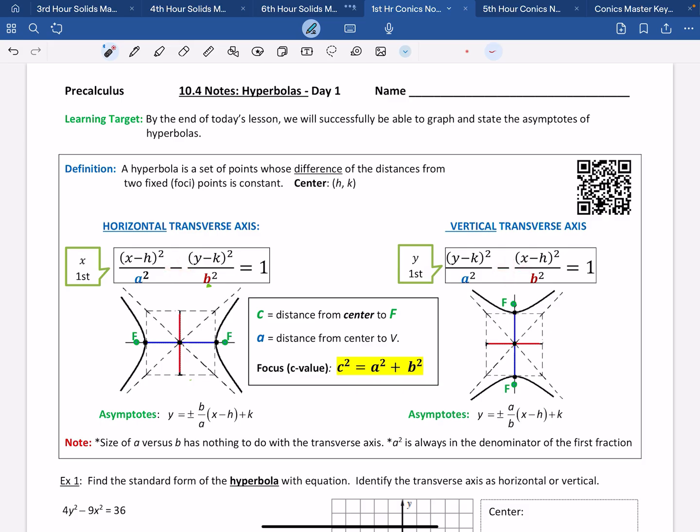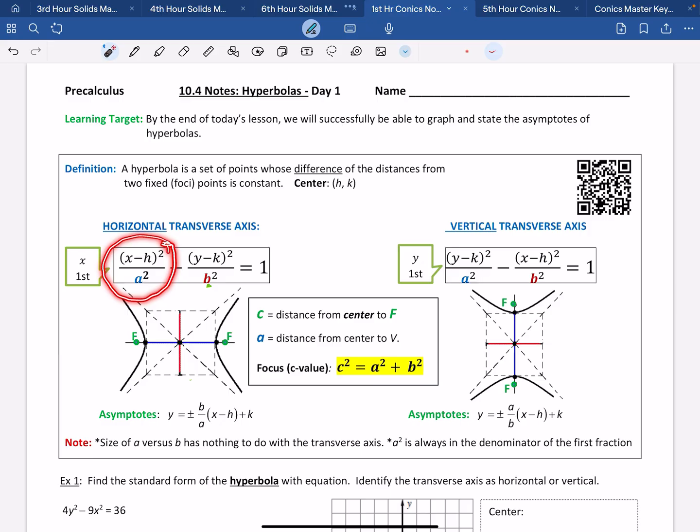But in a hyperbola, it is the difference, all right, and that also will help us to understand the definition of a hyperbola. It's a set of points whose differences of the distances from two fixed points, our foci, is always constant, okay? So the main difference here is you have a subtraction sign instead of a plus, and another difference is that whatever binomial is listed first tells us which axis the hyperbola is going to be centered around, okay?